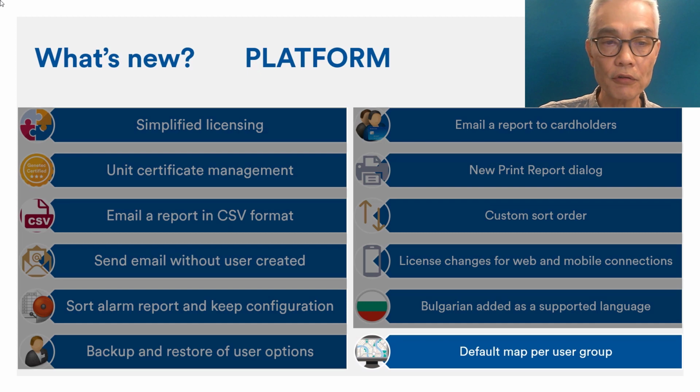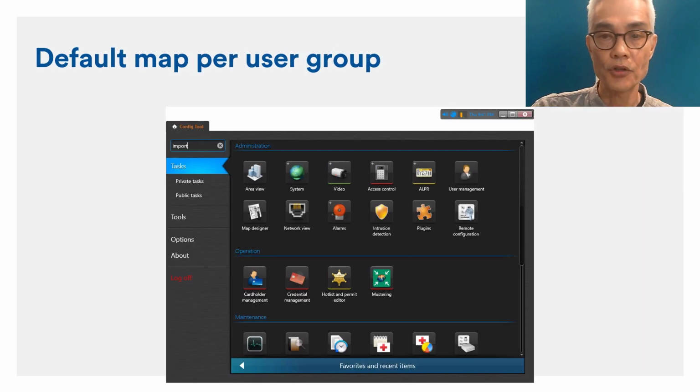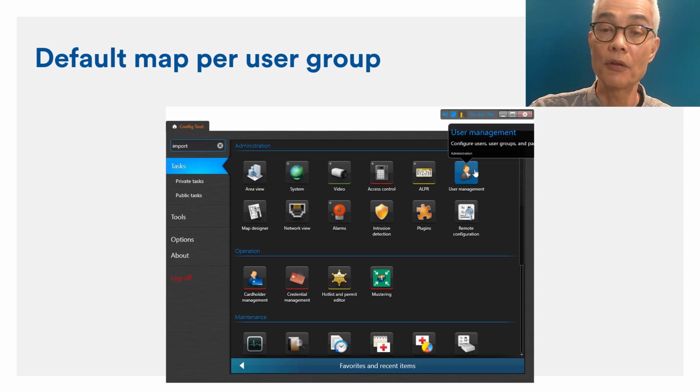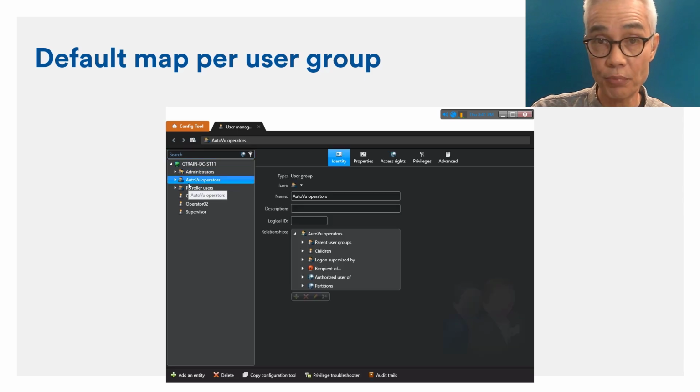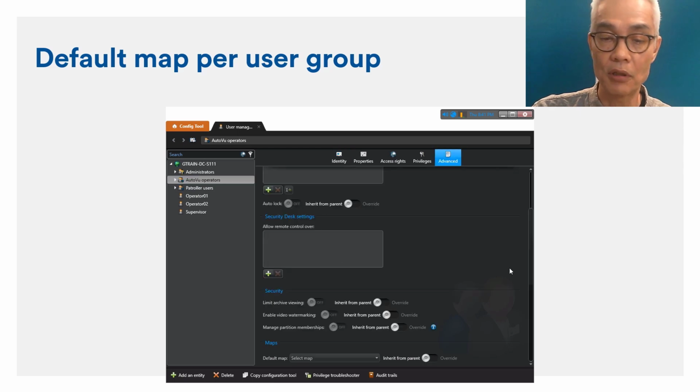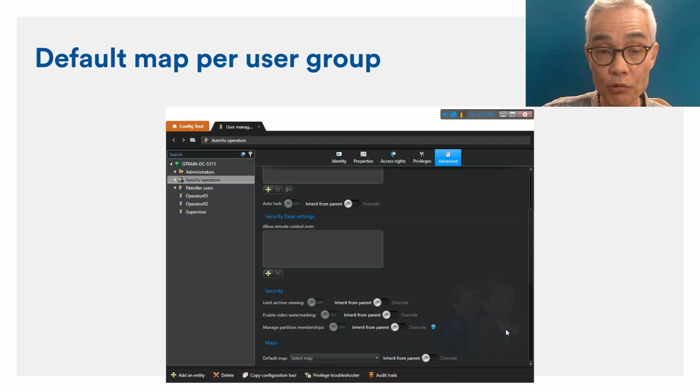And our last new feature for the Security Center 5.11 platform is the default map per user group. So we can see this in the Config Tool, the User Management task. If we look at the properties of a user group and not an individual user, you can find under the Advanced tab that the new feature has been added right here. We can now establish a default map for an entire user group. In the past, we could do this for individual users, but it didn't exist as a user group property.